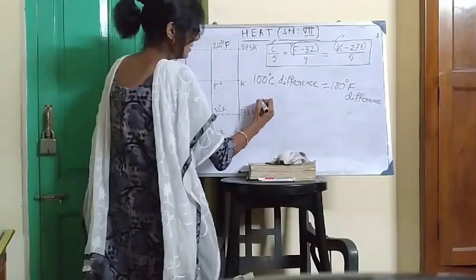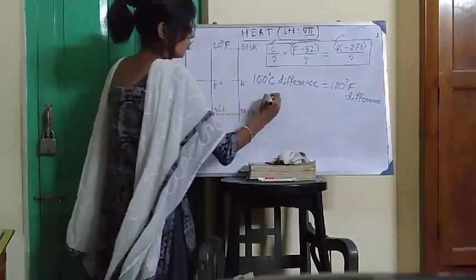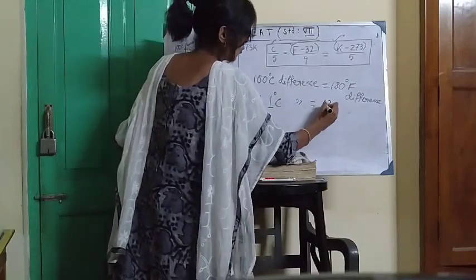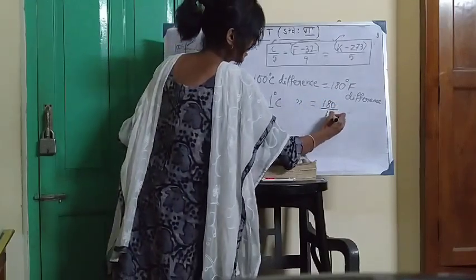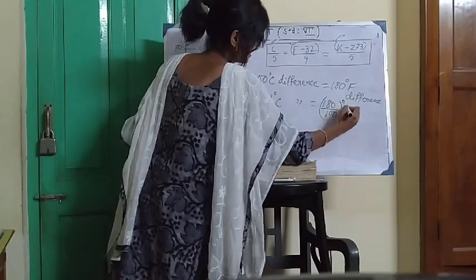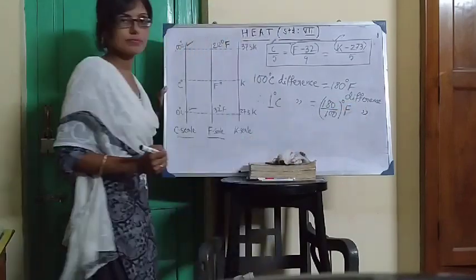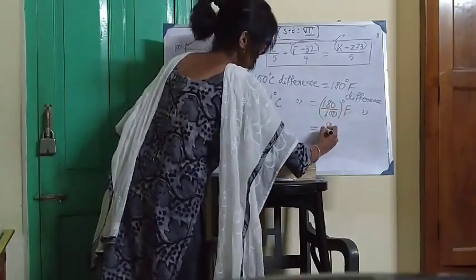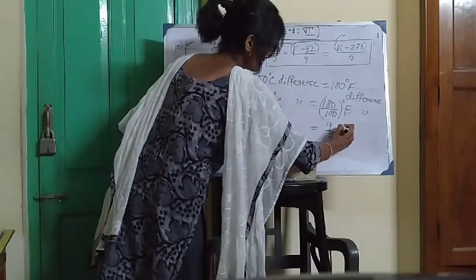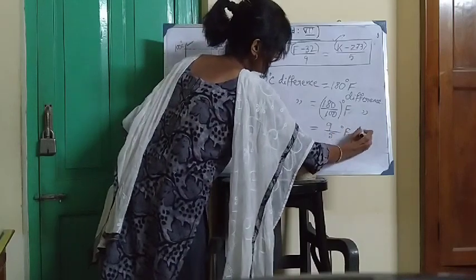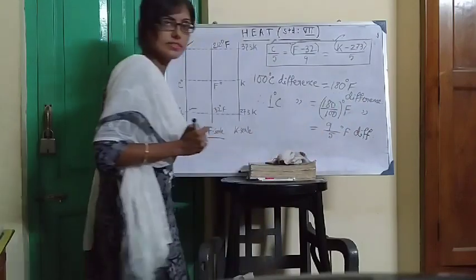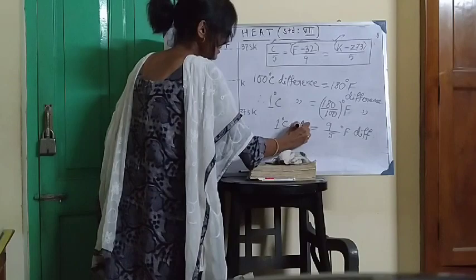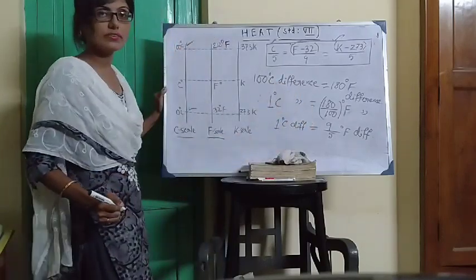Okay, apply unitary method. Therefore, 1 degree Celsius difference is equal to 180 divided by 100 degree Fahrenheit difference. Simplify 180 divided by 100, that is 9 by 5 degree Fahrenheit difference. Here DIFF is difference. Left hand side, 1 degree Celsius difference is equal to 9 by 5 degree Fahrenheit difference.